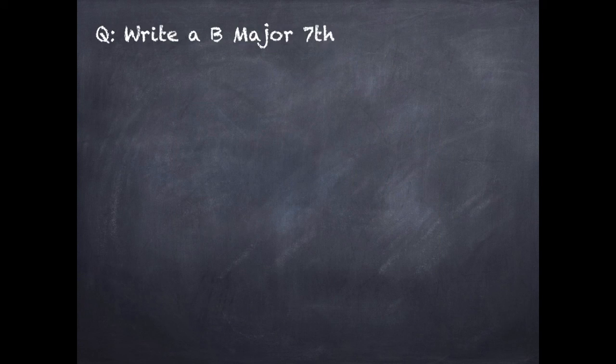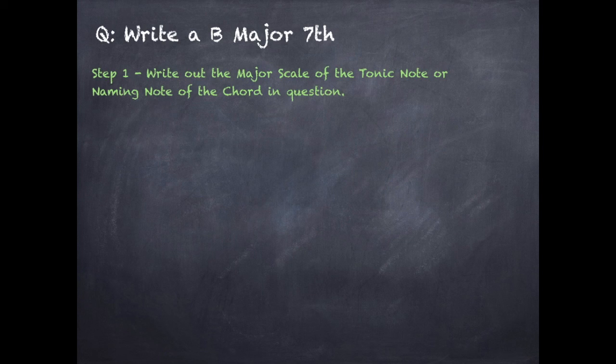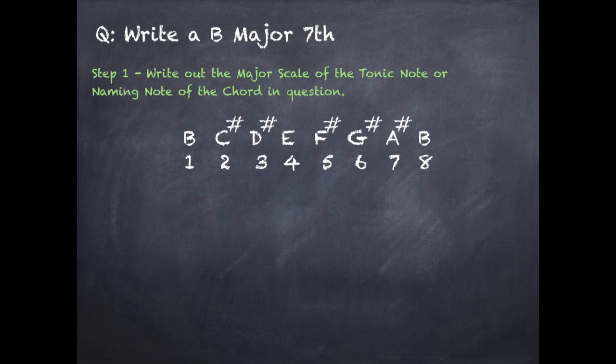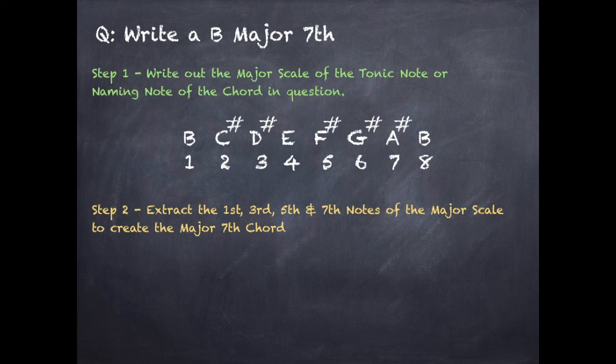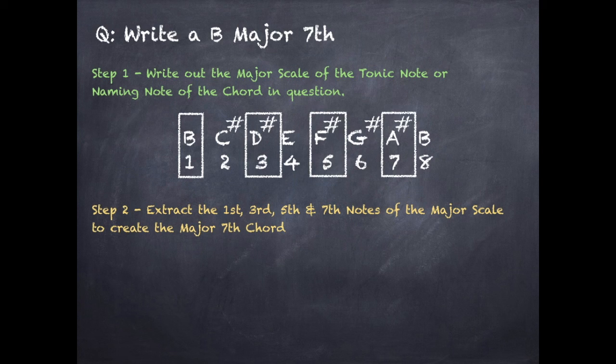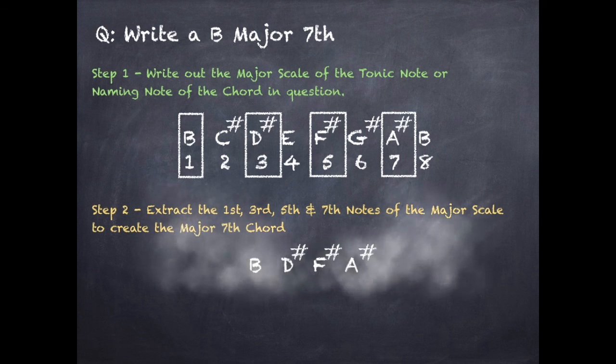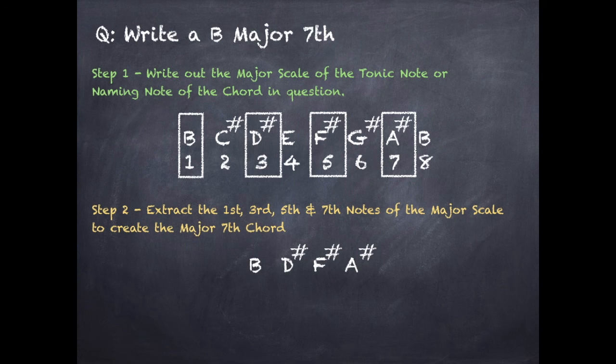Firstly, we need to write a B major seventh chord. So step 1 is we write out the B major scale, because that is the name of the chord. Now we extract the first, the third, and the fifth, and the seventh note from the major scale. So B, D sharp, F sharp, and A sharp. We combine them together to create the notes of a B major 7 chord.